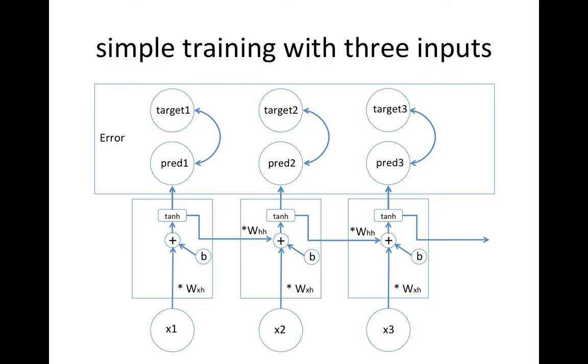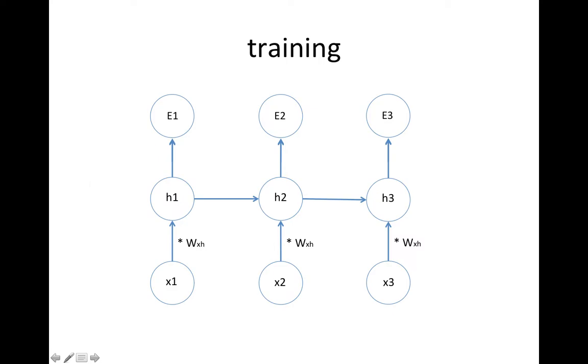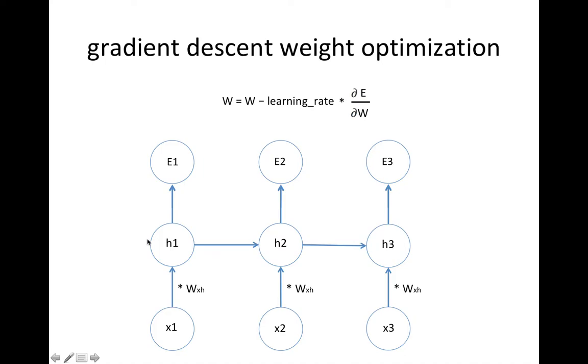This is a very simple vanilla RNN having three inputs x1, x2, x3. We have three cells here and three outputs, and obviously this is supervised learning. You have the target value for each prediction, and the difference between the target and prediction we call the error. Let's simplify this graph a little bit, and I'm going to just talk about WXH here. In order to talk about the training of the RNN, we need to know about gradient descent, because neural networks normally use gradient descent for optimizing the training values.